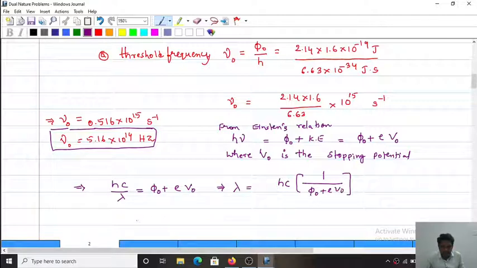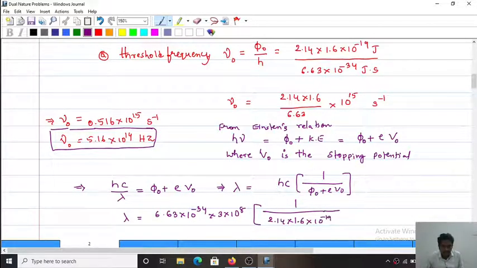Okay, therefore lambda is equal to the value of Planck's constant, 6.63 into 10 power of minus 34, into 3 into 10 power of 8, divided by phi naught, which is 2.14 electron volts, and its value in joules is obtained by multiplying with 1.6 into 10 power of minus 19, so it will be converted into joules. And e is nothing but 1.6 into 10 power of minus 19, the stopping potential is equal to 0.6.